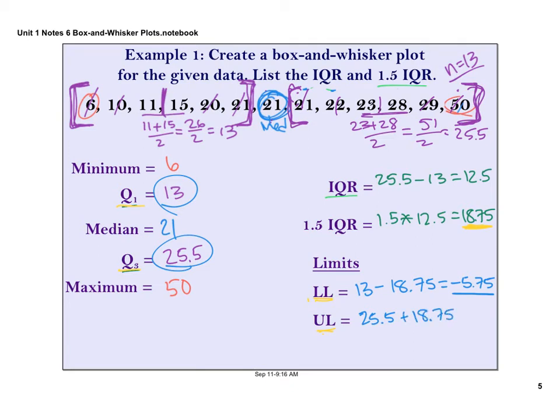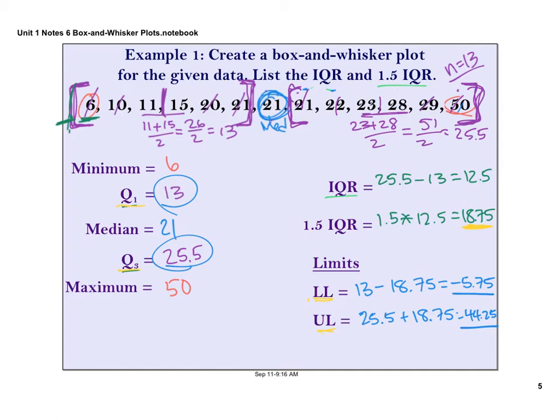18.75. 25.5 plus 18.75 is 44.25. Okay, so I've got my lower limit and my upper limit. Now let's take a look at those limits compared to my data set. The negative 5.75 is way down here, so I don't need to worry about any of my data being outside of that. My lowest data value is 6, so I'm well within my range on the lower limit side.